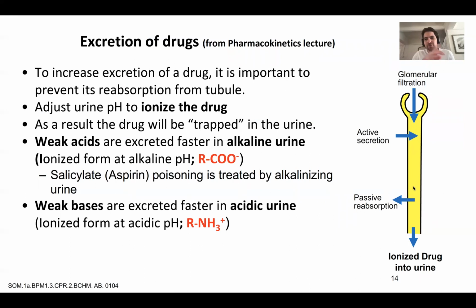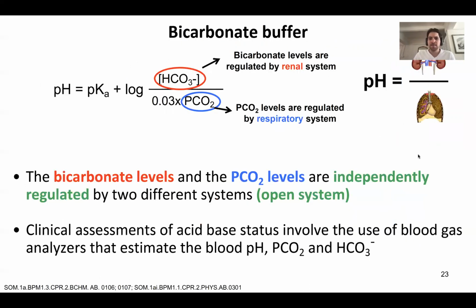So when it goes through the liver and does the second pass, it actually puts a charge on it. It's no longer active and it's able to get into the urine in an ionized or charged form so it can be excreted. All right. Again, this is just buffering system.